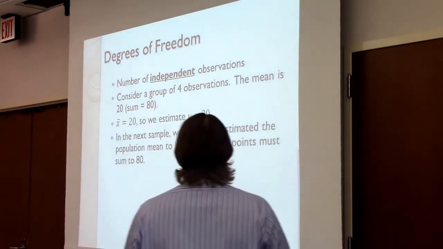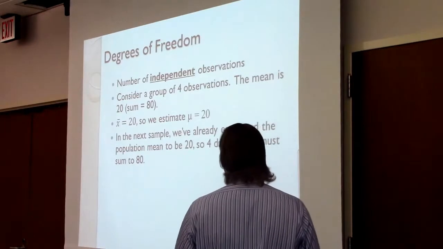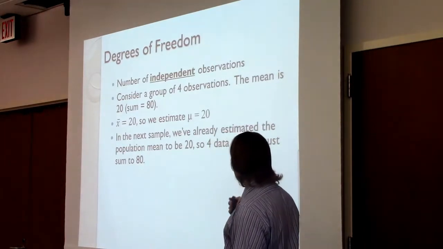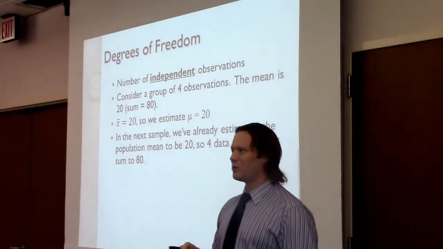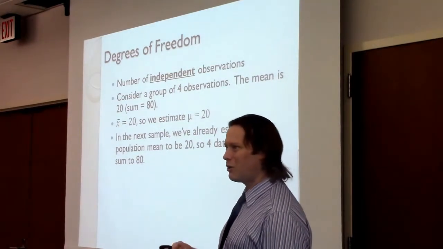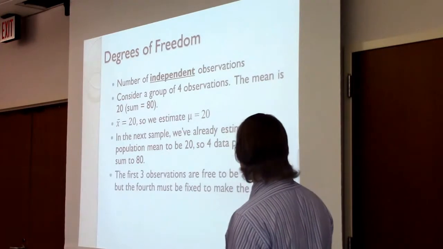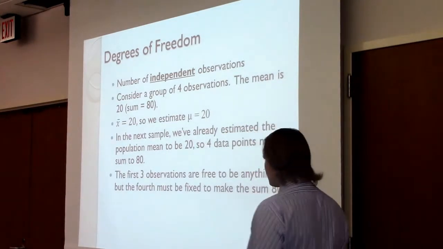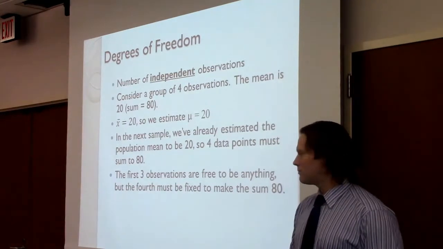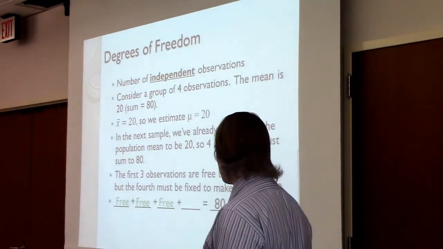In the next sample, we've already estimated the population mean to be 20. So then, if we took another set of 4 data points, they need to sum to 80. Otherwise, they don't give us a population mean of 20 anymore. The first 3 observations are free to be anything, but then the 4th has to be fixed. So we have 3 free ones.